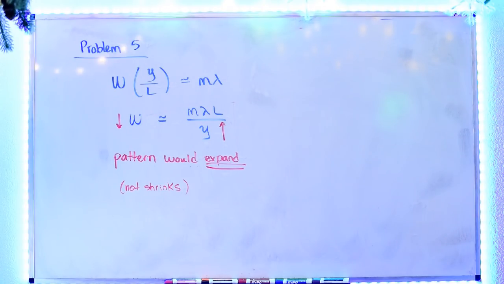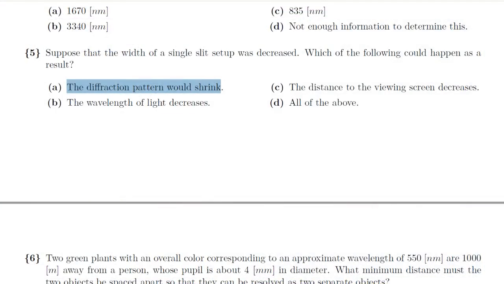All right. So with that wording difference, the answer is A, change it to expand. Yeah, B and C are not true because those things remain fixed in the problem. I never change the distance to my viewing screen. That's set in stone. The wavelength or the color of the light is set in stone. Neither of those would change just because I'm changing the width of my slit.